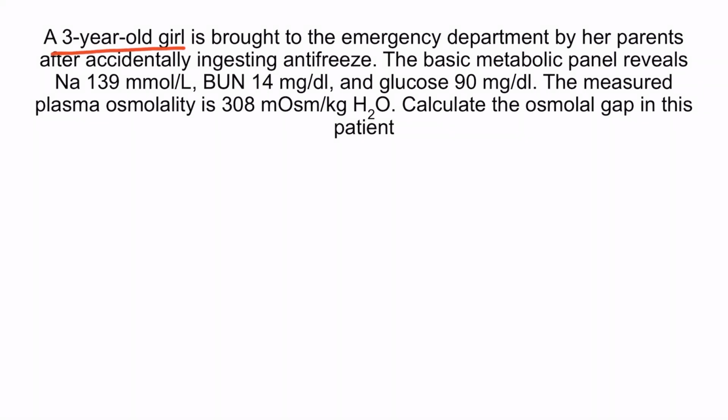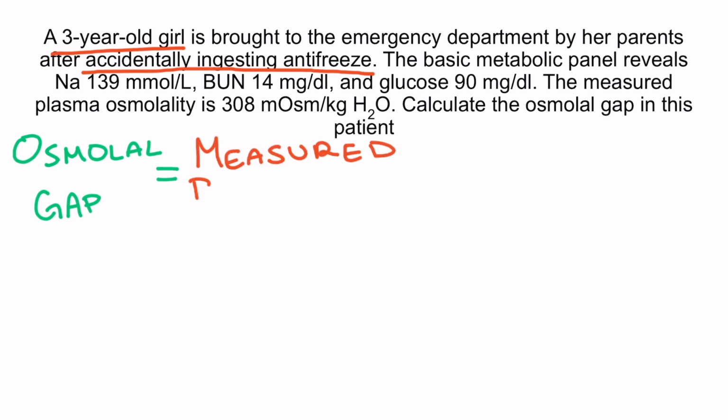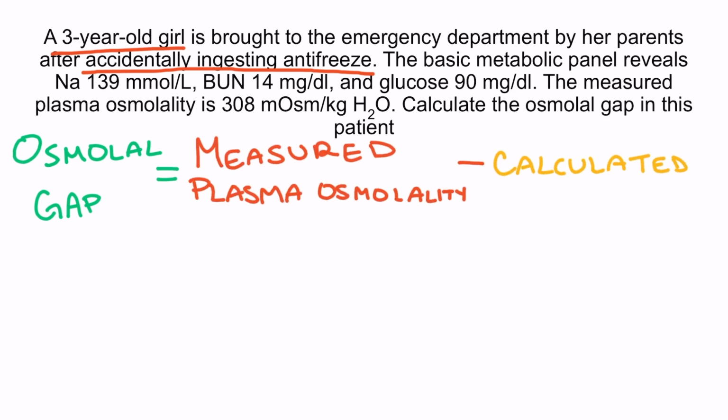This 3-year-old girl has accidentally ingested antifreeze, which contains ethylene glycol. Ethylene glycol is a toxic alcohol, the metabolites of which raise the plasma osmolality and result in osmolar gap. Here we need to calculate the osmolar gap in the patient. Osmolar gap is calculated as the difference between the measured and calculated values of plasma osmolality. The measured plasma osmolality is 308.